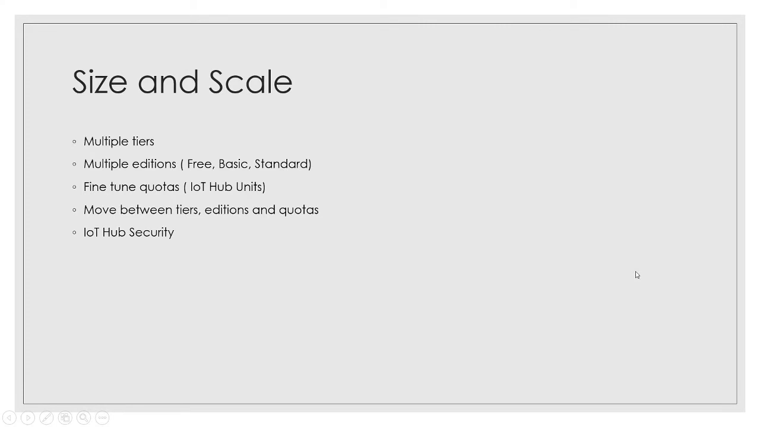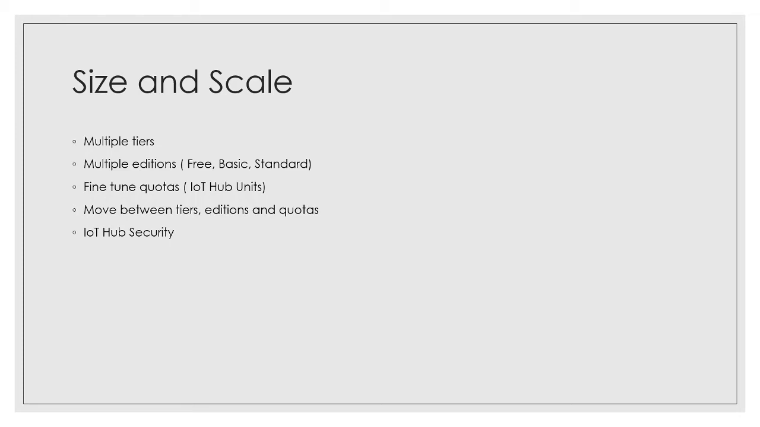Okay, the next tab is size and scale. In the size and scale, we have the options where we can select multiple tiers, multiple editions. Currently we have multiple tiers in the sense of whether you want to select the S1 plan or S2 plan or anything like that. So we have multiple editions.